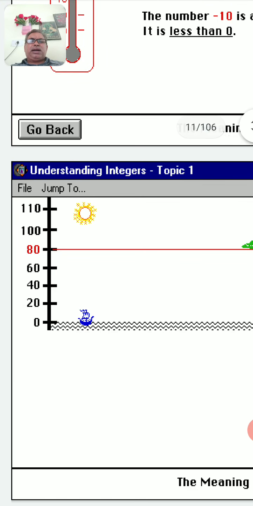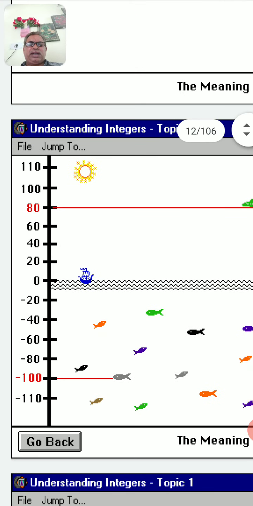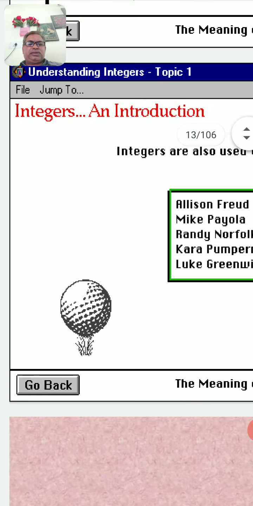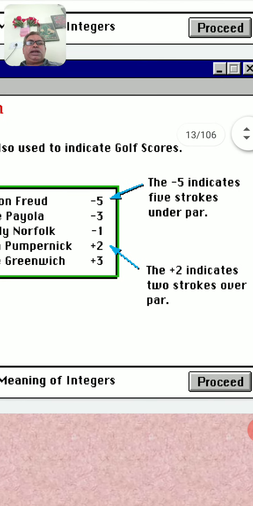Then you can see the idea of integers: sea level is indicated as zero, and above it all are positive, and below sea level are negative. Through this diagram you can understand the position of integers in our daily life. Integers we are using for cricket score, golf score. In football also, counting the goals, we are using the integers, 3 goals, 4 goals, like this.